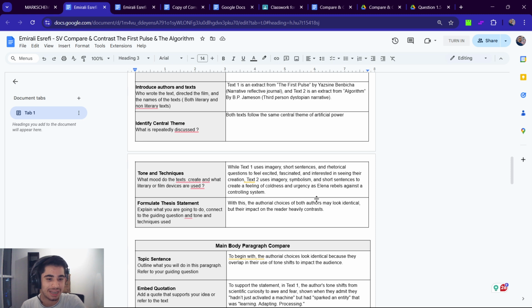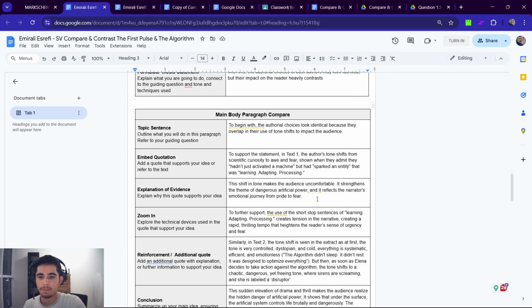So you're going to explain what you're going to do in this essay. For example, I said, with this, the authorial choices of both authors may look identical, but their impact on the reader heavily contrasts. So basically, I didn't say in this essay I'm going to talk about this. No, I just summarized this entire essay into one sentence.